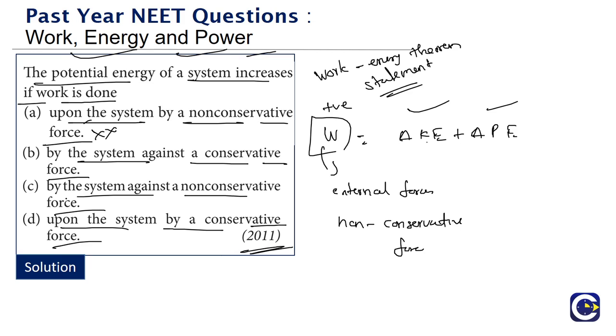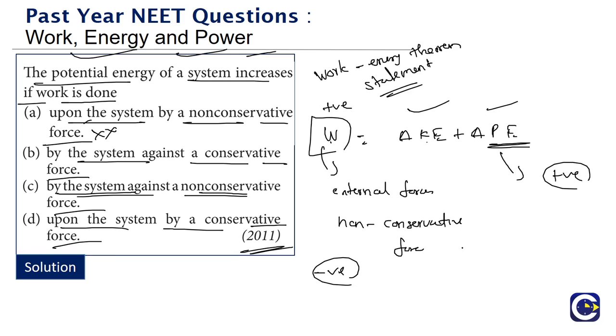Let us look at option C. The work is done by the system against a non-conservative force. In that case, this W will be negative. Here also, we will not be able to see clearly what is going to happen to the change in potential energy. We will not be able to say whether this is going to be positive or negative. Our objective is to see that this is going to be positive.